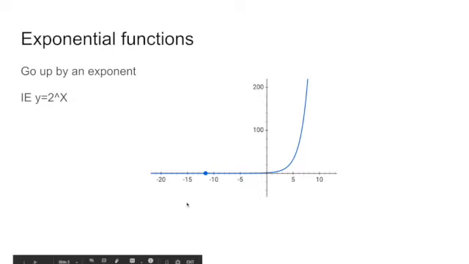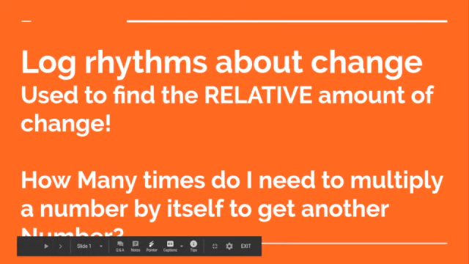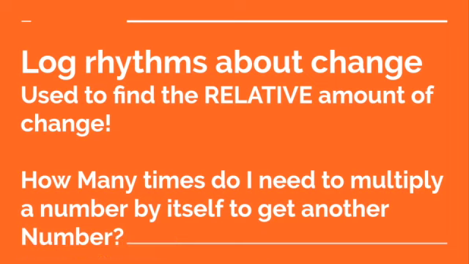Remember, this is about exponents and how much those exponents are going to make this situation change. They're about the relative change. How do I get from one number to another number? How many times do I have to multiply a number by itself to get to that other number?